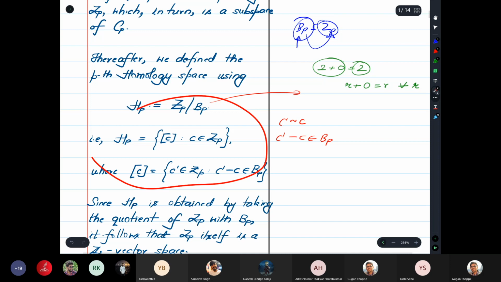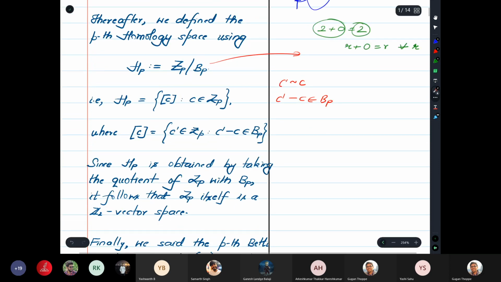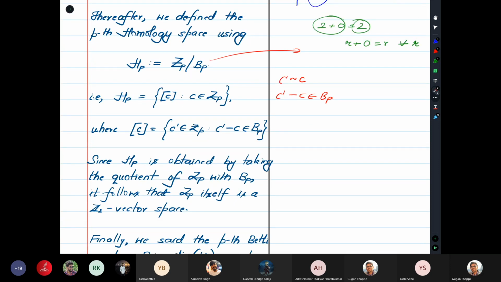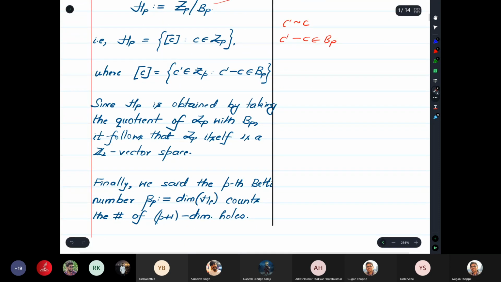Now the question comes, why do we want to set the elements of BP to be 0? Well, we want them set to 0 because these are the uninteresting p cycles, and in some sense we only want to look at the interesting p cycles in ZP. So the ones that are left are the ones that are interesting to us, and they capture the p plus one dimensional holes in the given abstract simplicial complex. So in that spirit we said the pth Betti number, which we denote by beta sub p, we define to be the dimension of HP.